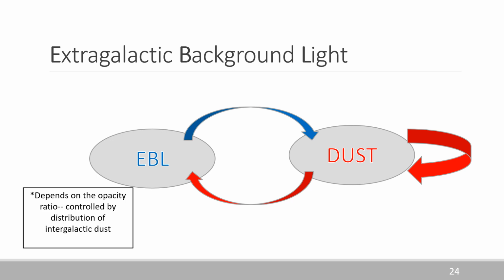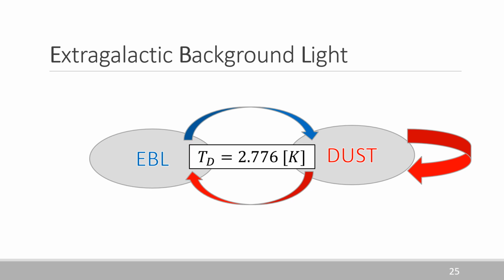Now, how much is absorbed by the EBL and how much is absorbed by the dust depends on the opacity ratio between the two, which is controlled by the distribution of intergalactic dust. So using Eller's measurements of this opacity ratio, he can again estimate what the temperature of the dust will be. He now predicts a new temperature for the dust, and that new dust temperature is 2.776 Kelvin, which is now a lot closer to the 2.725 Kelvin we've measured for the CMB today.